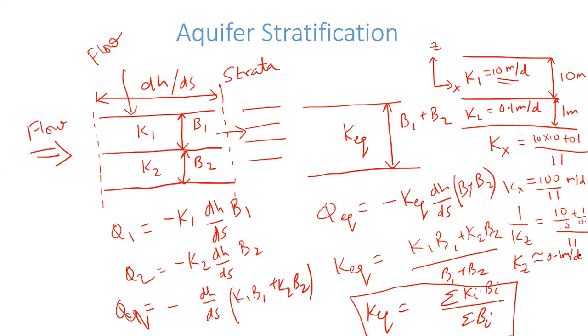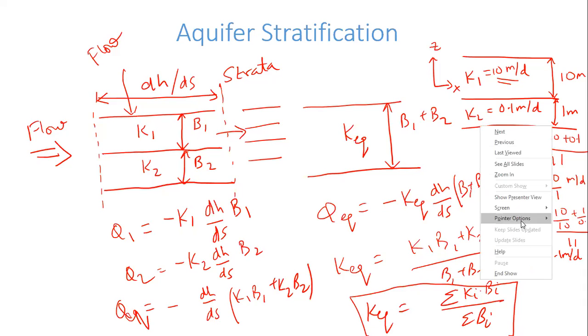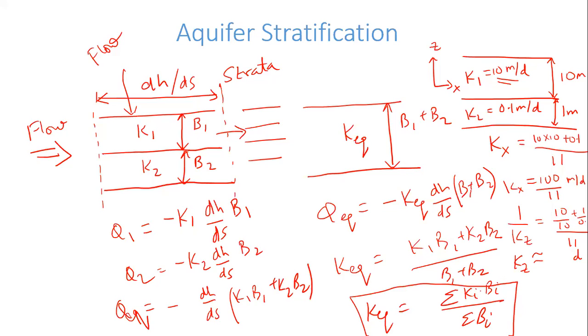Wait a second. Kz is 1. So the numerator will be 10 plus 1, 11. 11 by 11, so 1. Okay, you're right. So Kz will be about 1 meter per day.